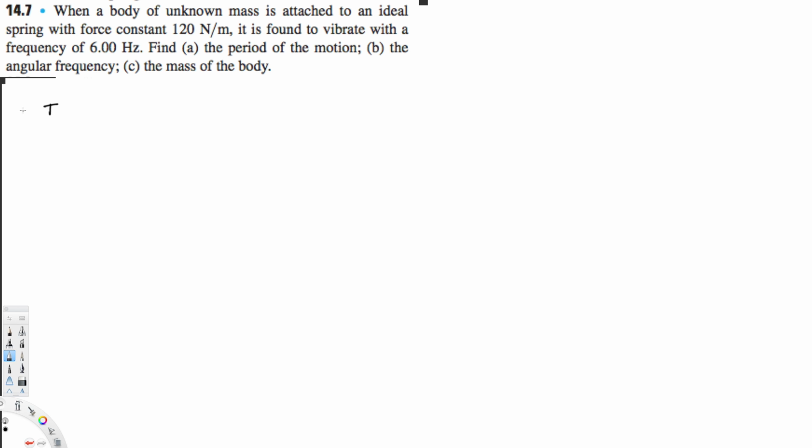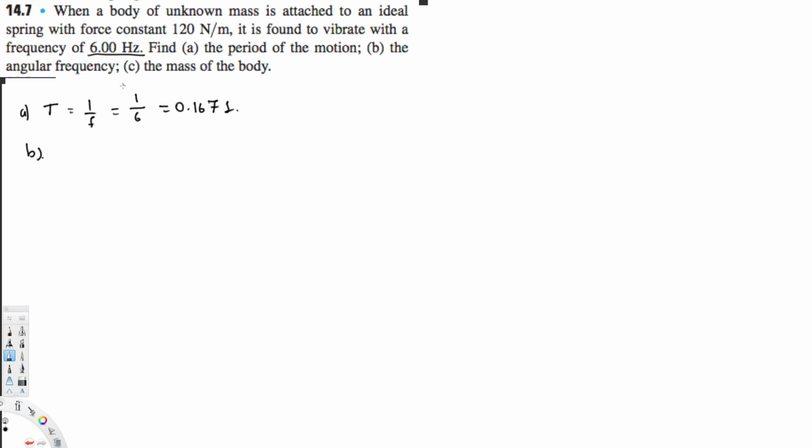So T, this is T, and T is equal to 1 over f, and they have provided the frequency right here, that is 6 hertz. We simply have to divide 1 by this, so this is going to be 1 over 6, and that gives us 0.167 second.